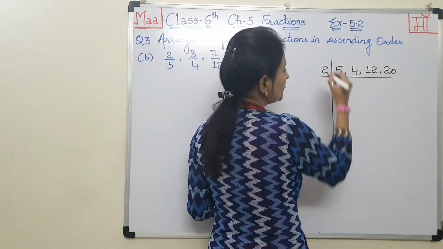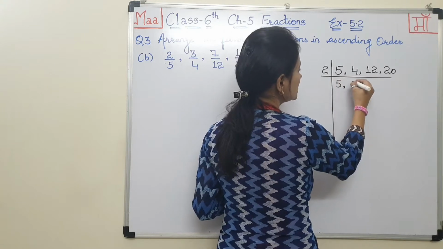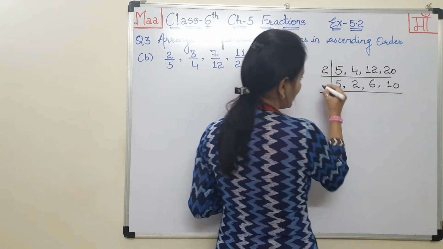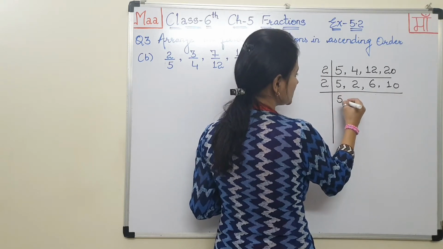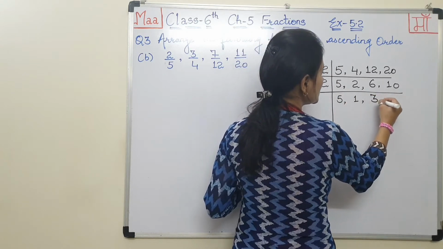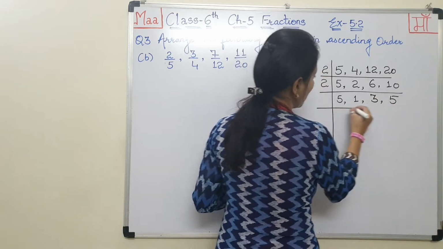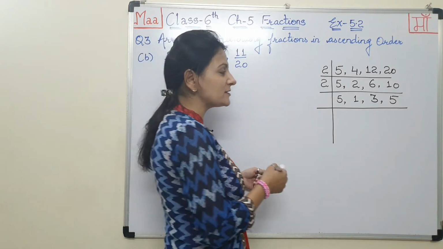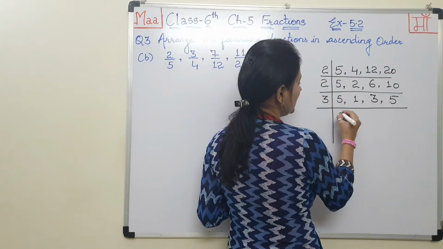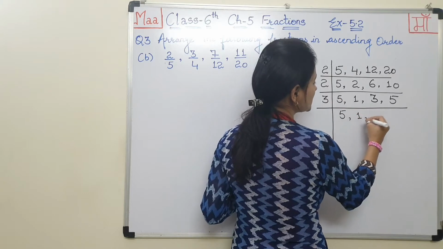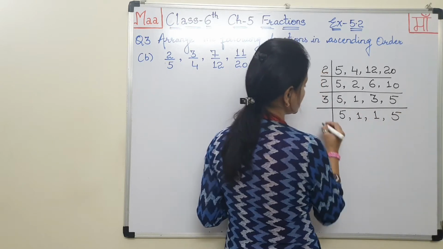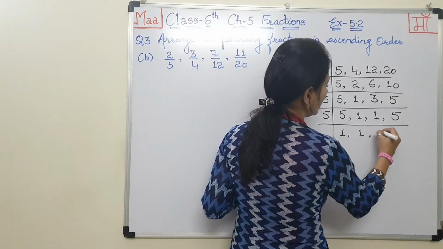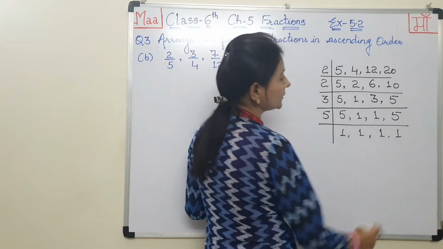So from 2, firstly 5 will come as it is, 2 2s are 4, 2 6s are 12 and 2 10s are 20. Again by the table of 2, 5 will come as it is, 2 1s are 2, 2 3s are 6 and 2 5s are 10. I have already explained in my previous videos how to find the LCM, so I hope you remember. Now by the table of 3, 5 will come as it is, 1 as it is, 3 1s are 3 and 5 as it is. Now by the table of 5 directly, so 1 1 1 1. Here we got all the 1s.